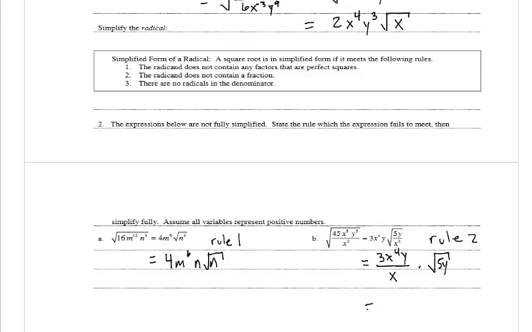And now we want to simplify. So we have x to the 4th in the numerator, x in the denominator, and that's equal to x cubed. So we have 3x cubed y times the square root of 5y. And that's our video on the quotient rule for square roots.